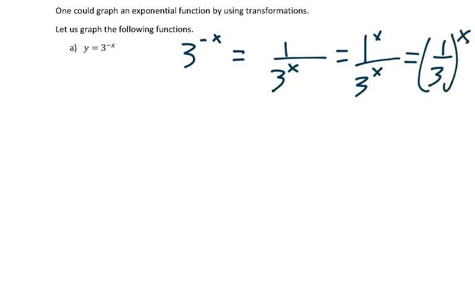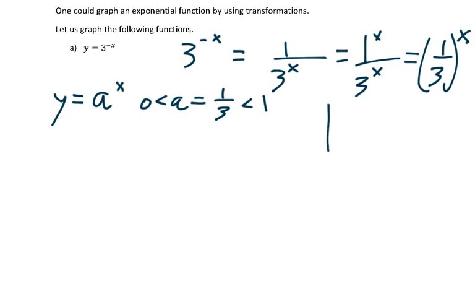So really then, we have an exponential function, namely y is a to the x, where a in this case is 1 over 3, which is less than 1 and greater than 0. So we know what the graph has to look like. It's going to look something like this.